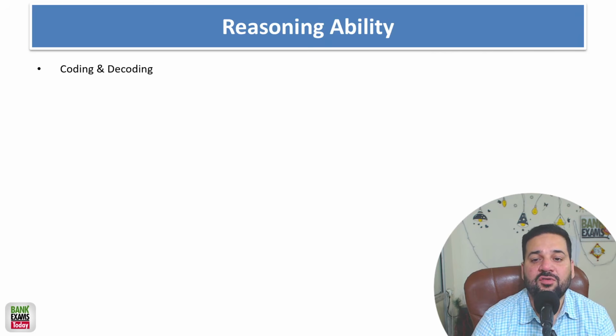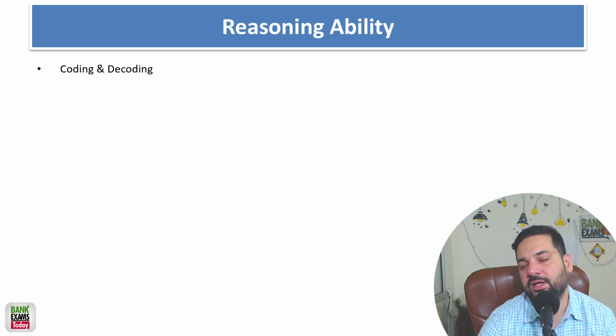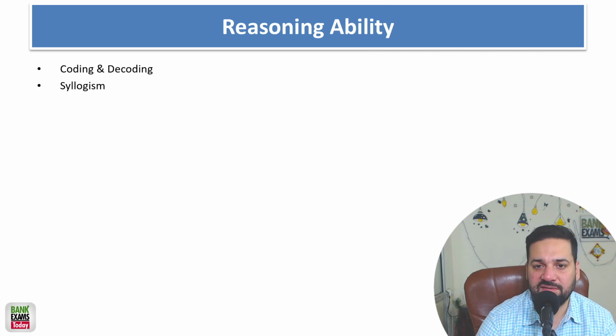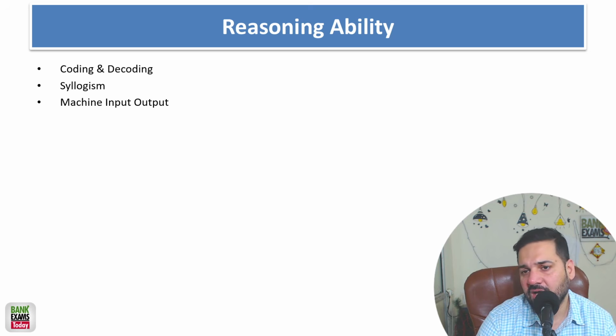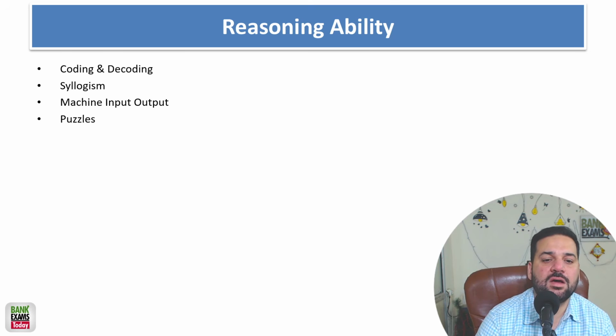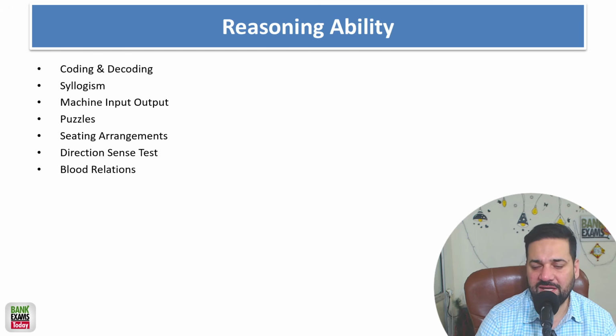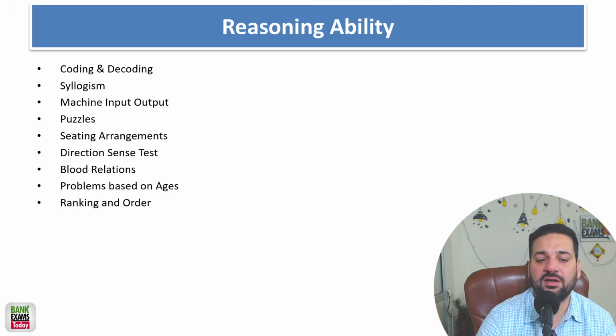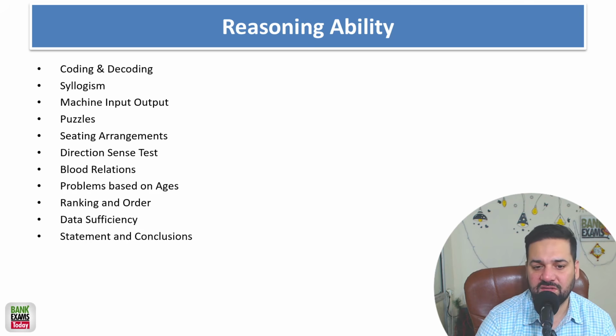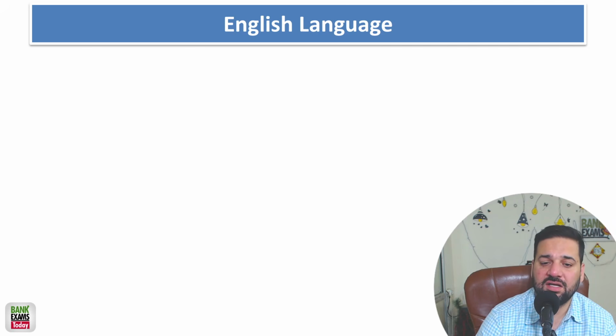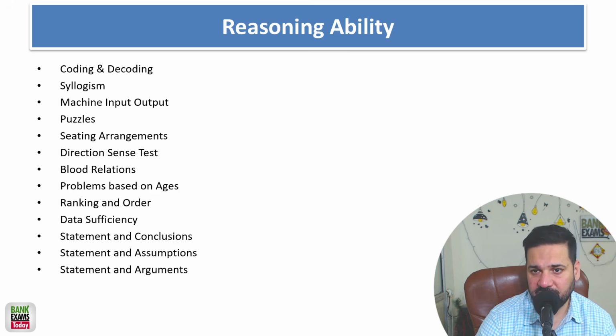ठीक है. For the reasoning ability, there is coding, decoding, sitting arrangement, puzzles, inequalities, syllogism, and then direction sense test, problems based on ages, blood relations, order and ranking, data sufficiency, statement and conclusions, statement and arguments, right? That is the syllabus for reasoning ability.